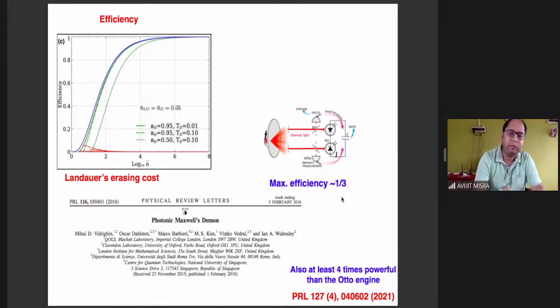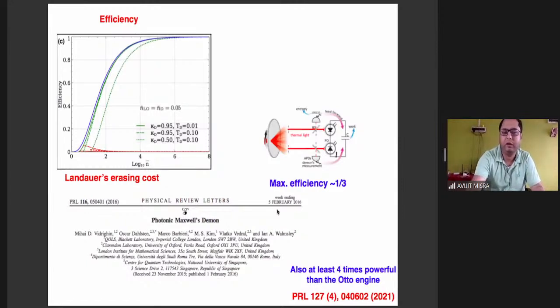Okay, so despite getting unit efficiency, it's not violating Carnot. I'm not going into the details. And we compared with the paradigmatic heat engine, the stroke engine. So our scheme can be 4 times more powerful than the Otto engine. And the reason that we get higher efficiency than other measurement engines is that we are using a tiny part.